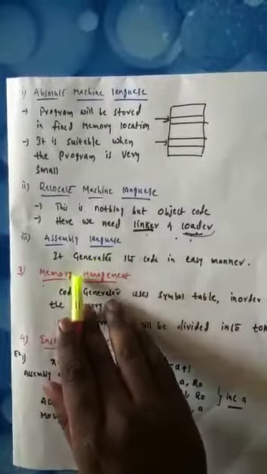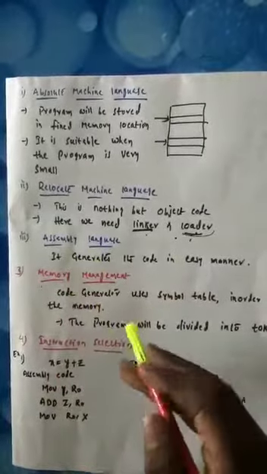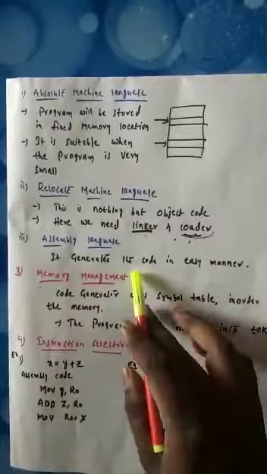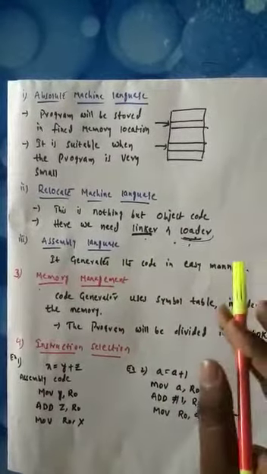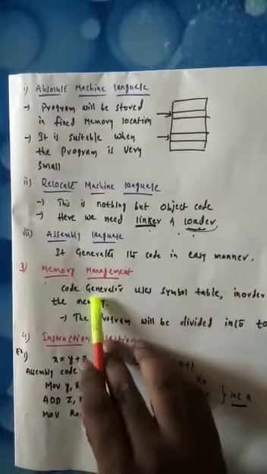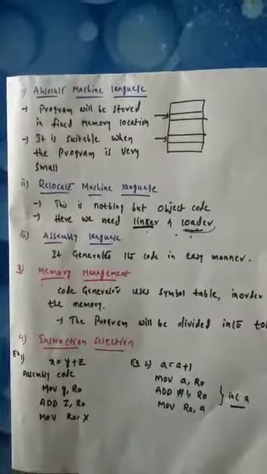The third one is assembly language. What is assembly language? Assembly language generates code in an easy manner. It converts the input of assembly language into output of machine code. And the third design issue is memory management.